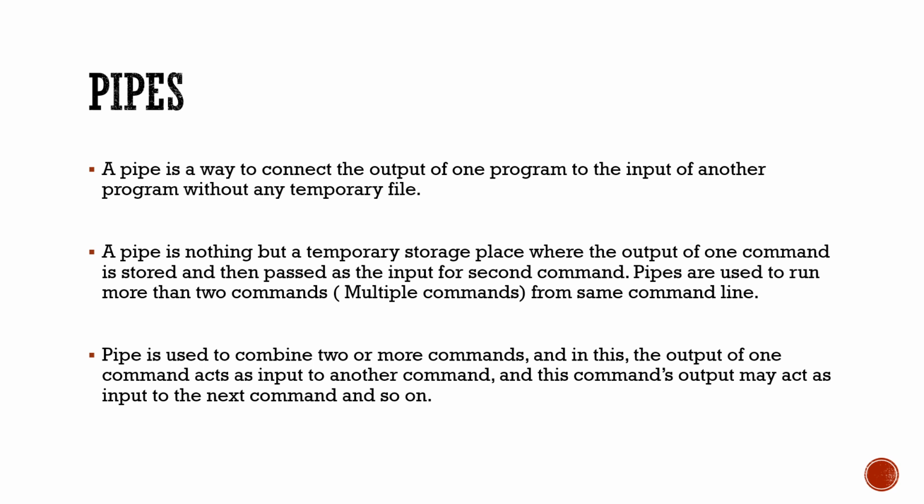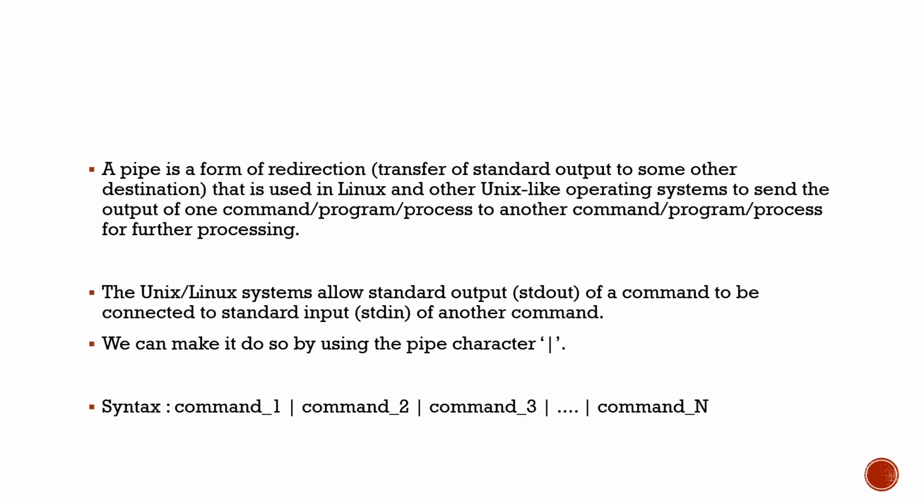Actually, the general working behind the pipe is that the first command's output will act as the input for the second command. A pipe is just a temporary storage which is used to connect different processes or commands. A pipe is a form of redirection, a transfer of standard output to some other destination, used in Linux or other Unix-like operating systems to send the output of one command, program, or process to another command or process for further processing.